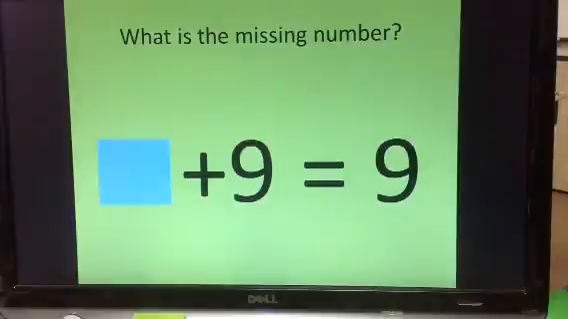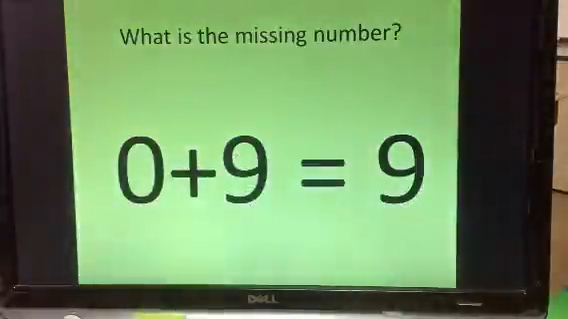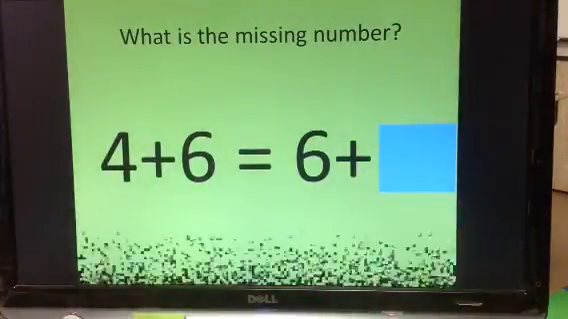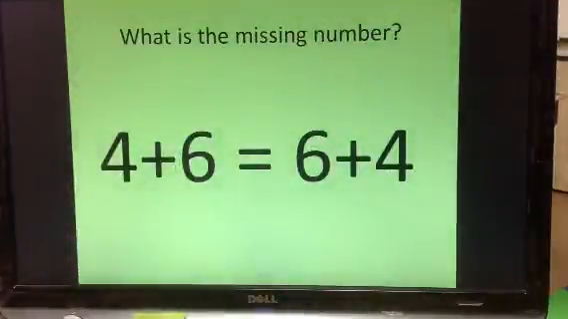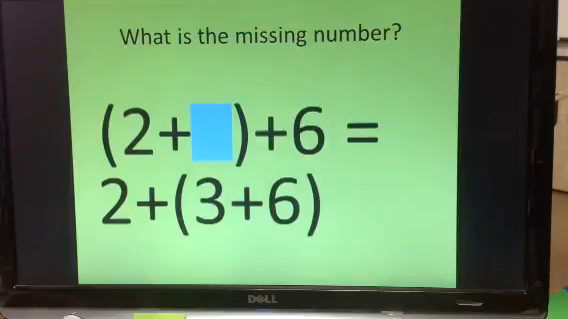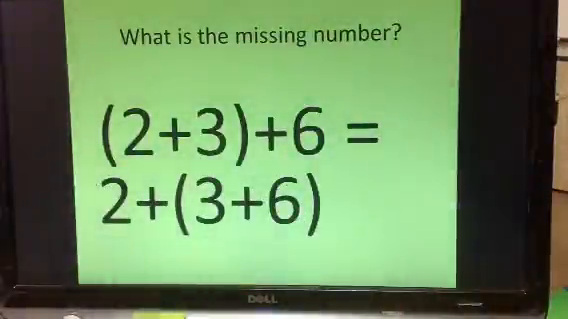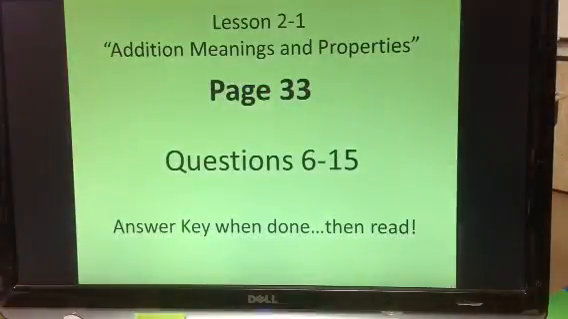What's the missing number here? It is 0. Here's another problem. What's the missing number here? It is 4. Here's another one. What's the missing number here? It is 3. That was it for our lesson today.